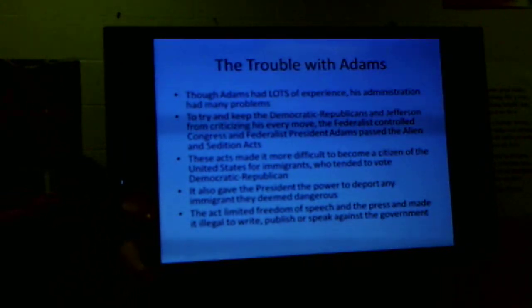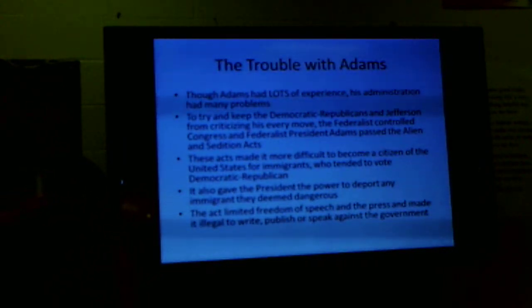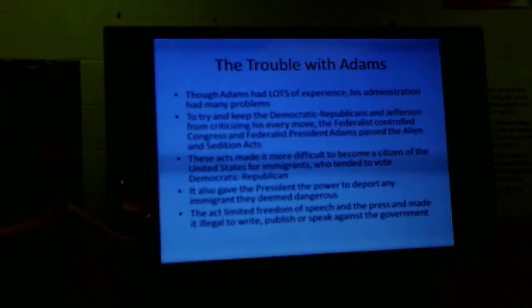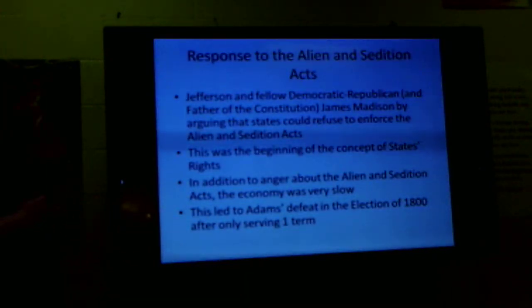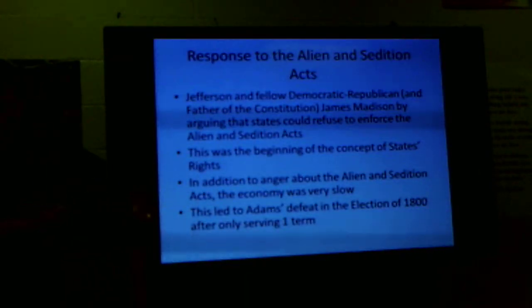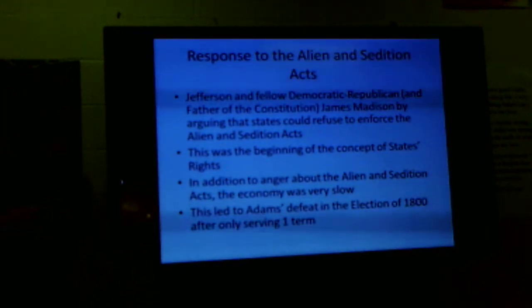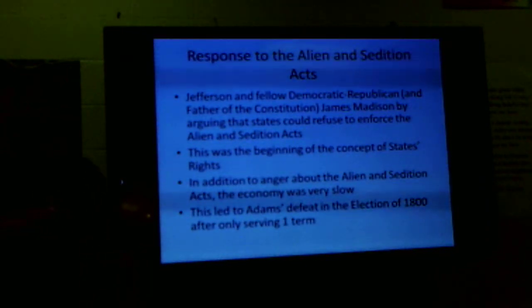That's a clear violation of the First Amendment to the United States Constitution, part of the Bill of Rights, which gives you freedom of speech, freedom of the press, freedom of assembly, and all that other stuff. So the response to the Alien and Sedition Acts was not good. The people saw it for what it was, and they never forgave Adams for it.